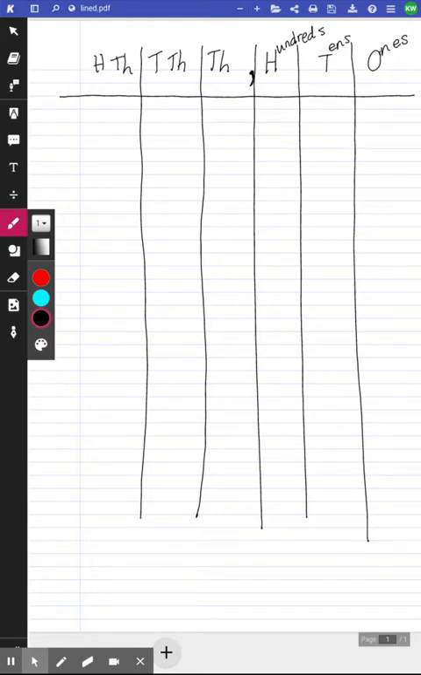Okay, so once you've set up your notebook, let's do some comparing numbers, okay? So we're going to compare two numbers. I'm going to say them. You see if you can figure out where to put them in your place value chart. The first number I want you to write is 23,567.